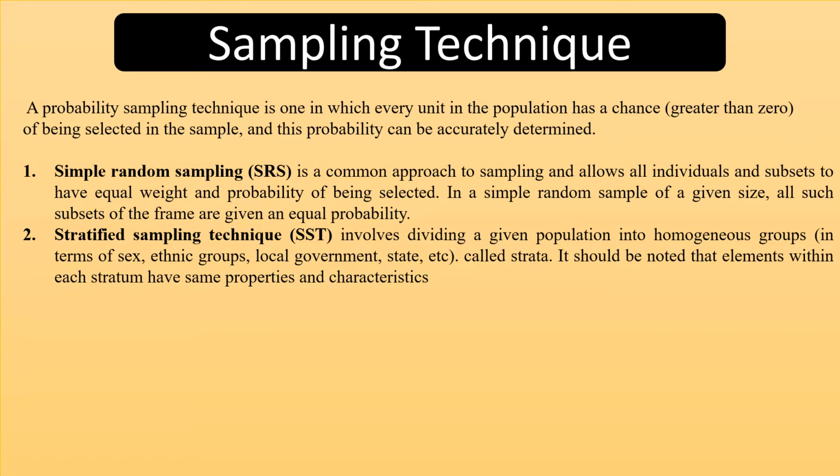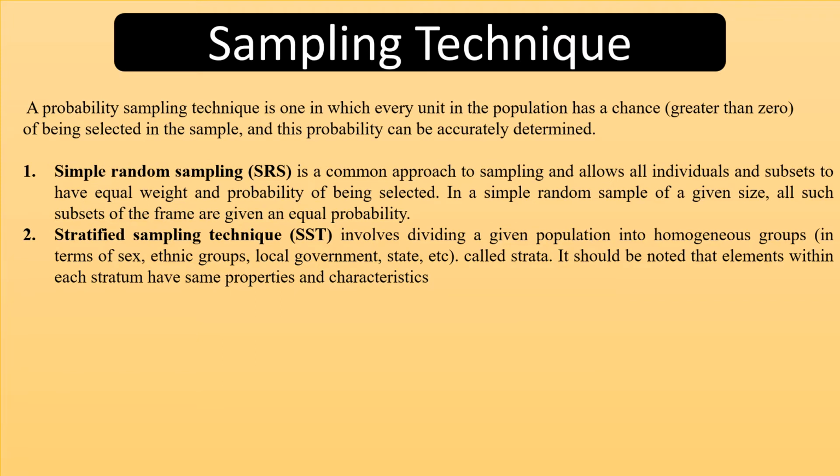What is a sampling technique that is probabilistic? So the probability sampling technique is the one in which every unit in the population has a chance greater than 0 of being selected in the sample. So in this case, there is no biasness because every member has equal chances of being chosen.